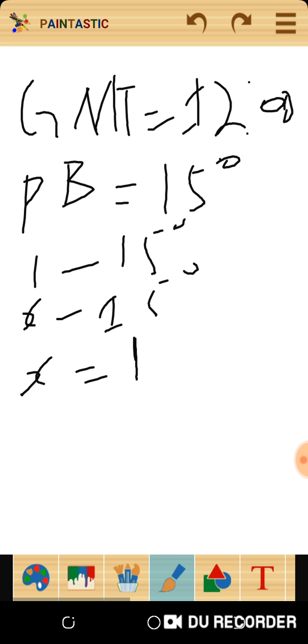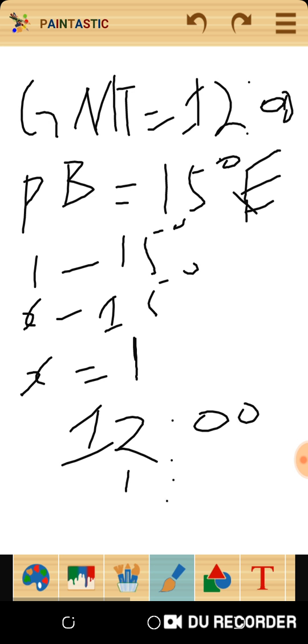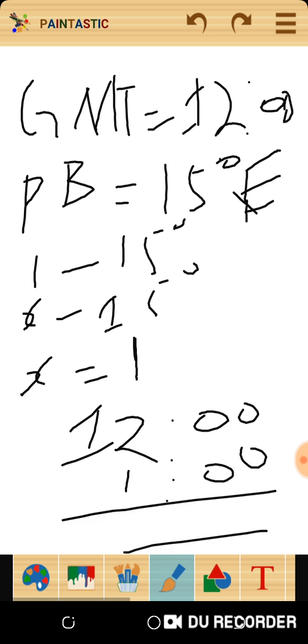And I know that all the places that are on the east side are ahead of GMT. So I'm going to add this 1 hour to 12. So 12 plus 1 hour, and the time is 13 hours. So if the place that is given is 15 degrees east and the time at GMT is 12 hours, the time at place B will be 13 hours.